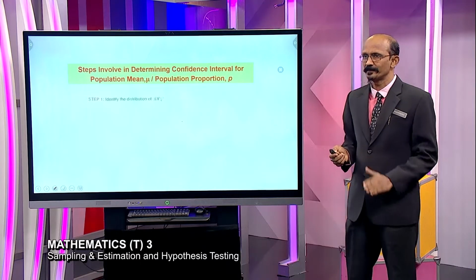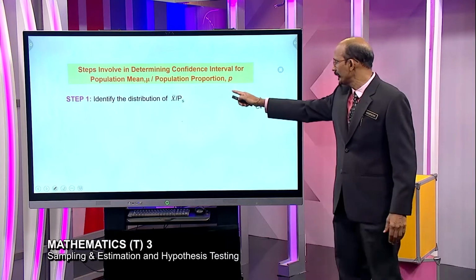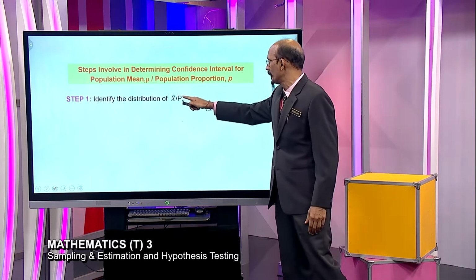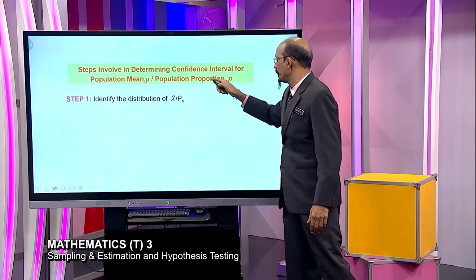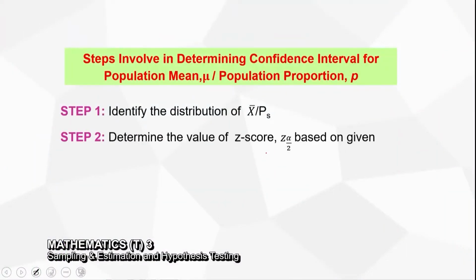You have 6 steps here. Step 1, identify the distribution of what you are referring to, whether population mean or population proportion. Then step 2, you determine the value of the Z score based on the given values, the given confidence level.